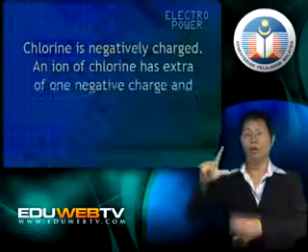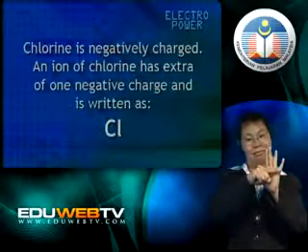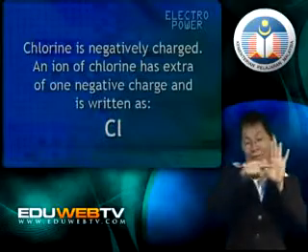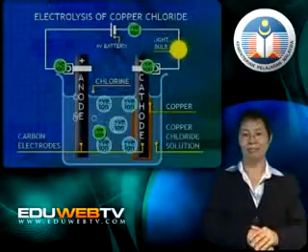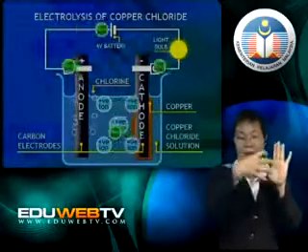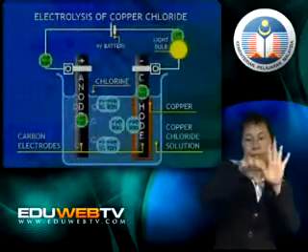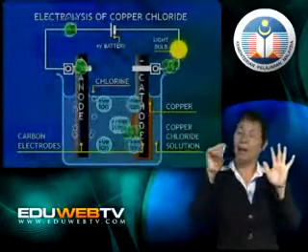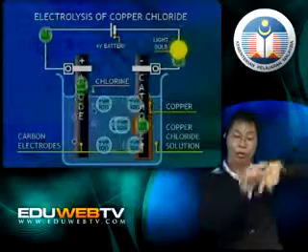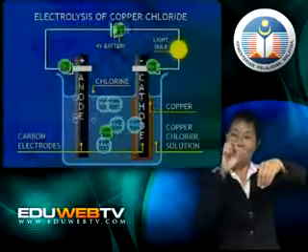Chlorine is negatively charged. An ion of chlorine has an extra 1 negative charge. Negatively charged ions will get attracted to the positively charged electrode, that is the anode. At the anode, the chlorine ion loses its extra electron and becomes an atom.